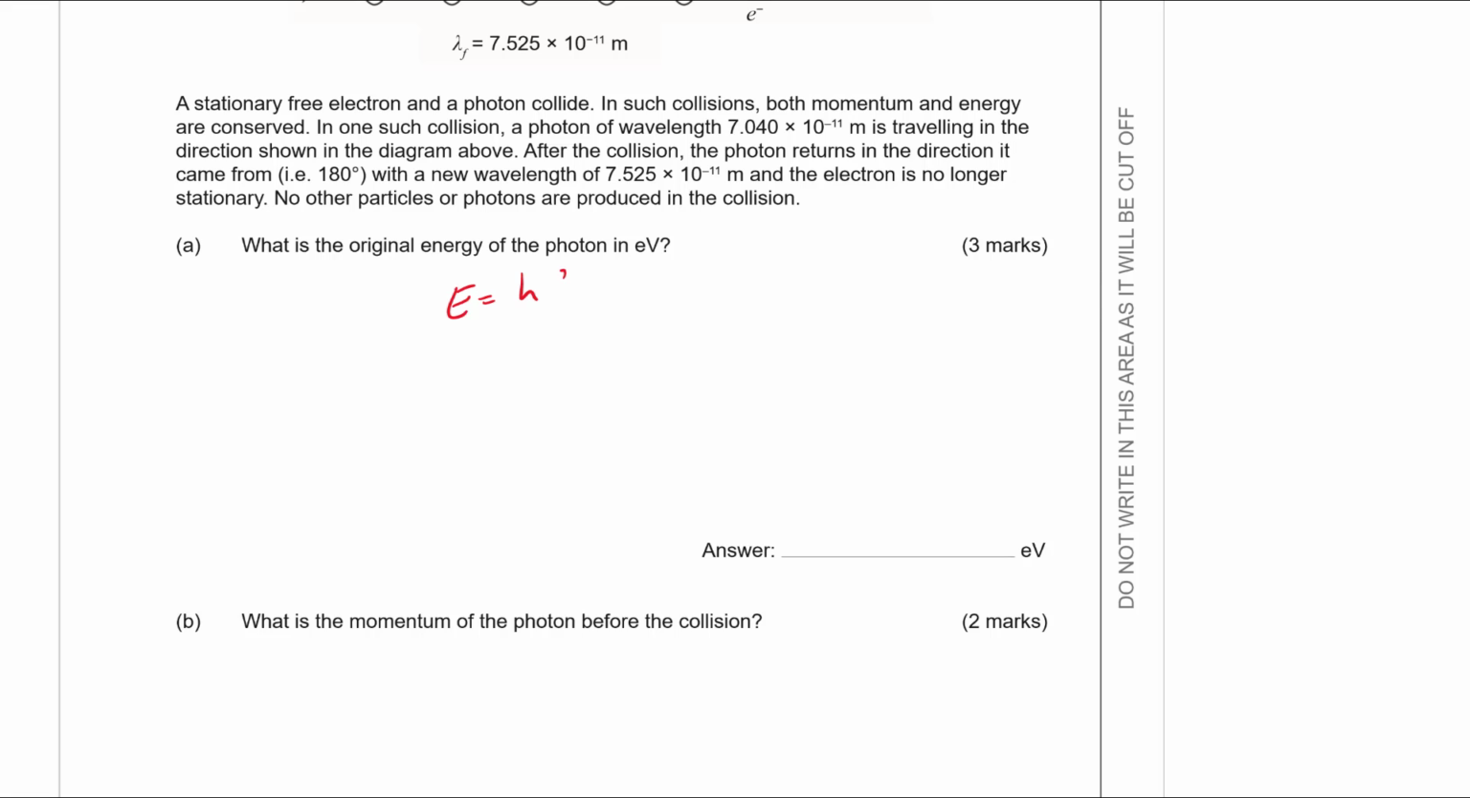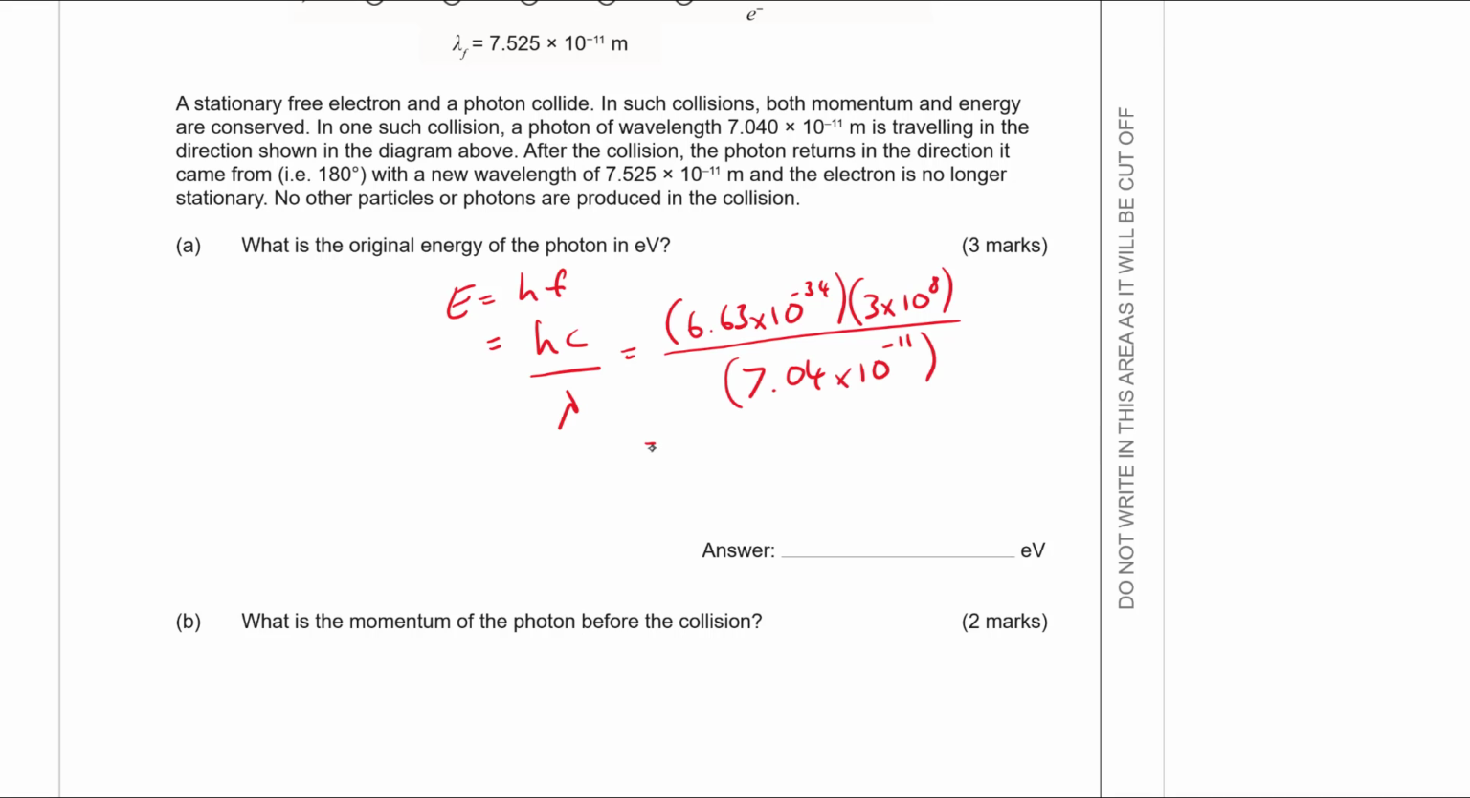You go E equals hf, and then you have wavelength, so there we are, and then you just sub in the values. And that's going to be over the wavelength it was when it was incident. And what you should get is about 2.825 times 10 to the negative 15 joules. You can divide that value by 1.6 times 10 to the negative 19, and you should get 17658 electron volts. So down here to 3 sig figs, 1.77 times 10 to the 4 electron volts.